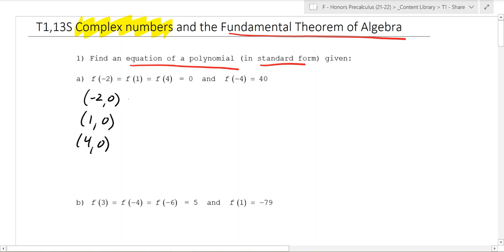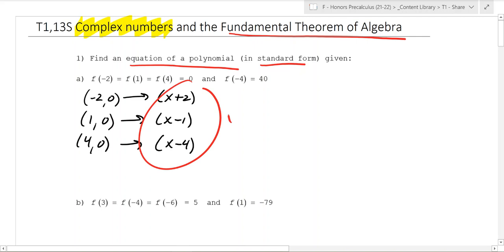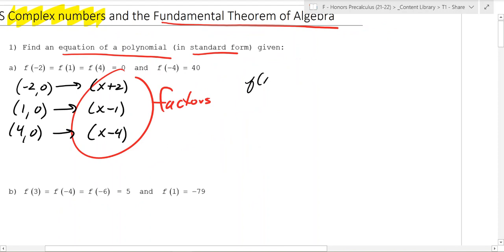What's really cool about that is that because those zeros happen, you know that x plus 2 is a factor, x minus 1 is a factor, and x minus 4 is a factor. These are all factors. So that means that the polynomial we're looking for, it's going to be some f of x. It will have x plus 2 times x minus 1 and x minus 4 in it. They have to be glued together like that. And the only thing that can change is there can be an a value, some constant in front.